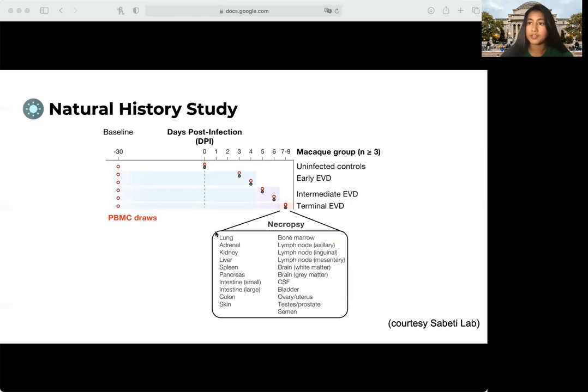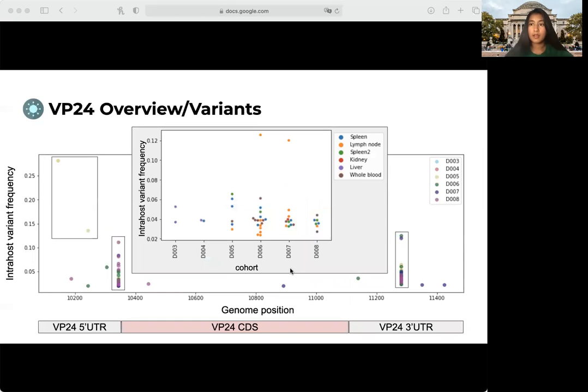We undertook a natural history study of Ebola virus disease, infecting monkeys with Ebola and collecting tissue samples across the course of infection. Variants identified in this dataset cluster in the VP24 gene of Ebola, which is known for its role in mediating the host immune response to infection. More specifically, these variants were clustered in the 5' UTR or untranslated region of the gene.